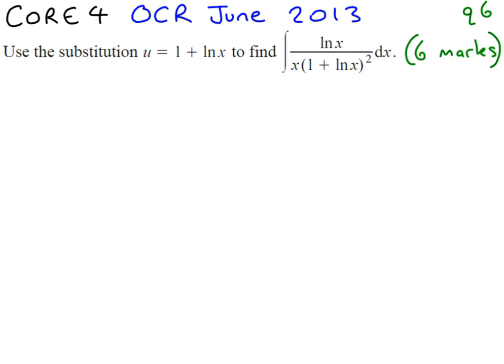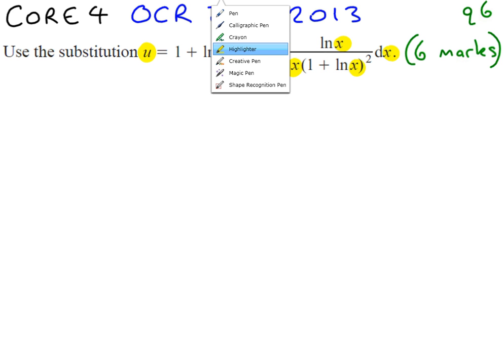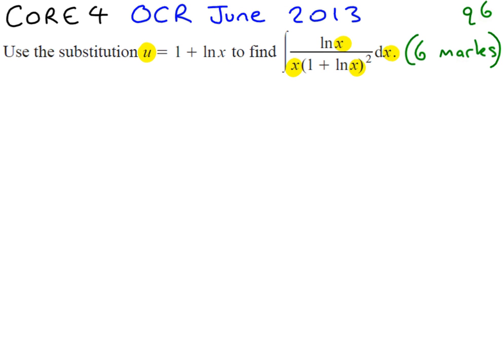Substitution means that you want to change every x so that we don't have any x's left in our integral, and we only want u's in our integral so we can integrate an easier function in u's rather than x's, and then maybe change it back or find the value of it.